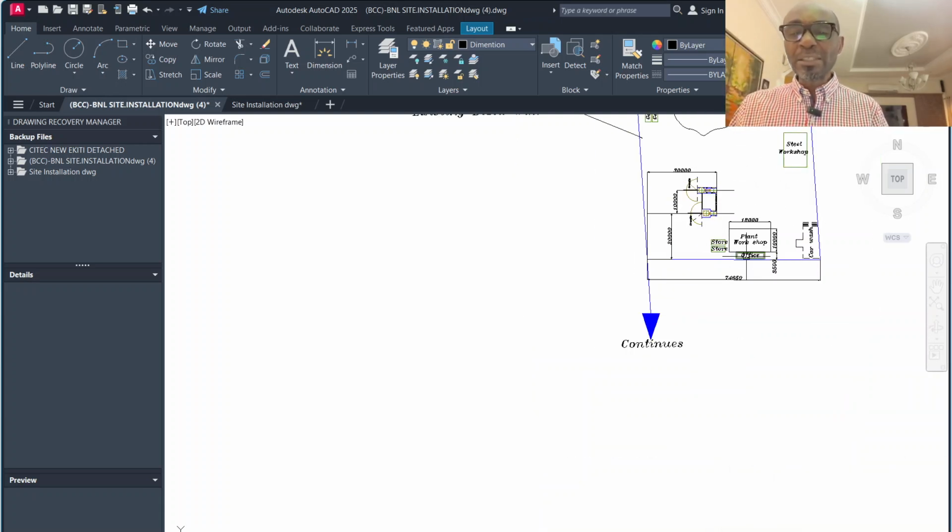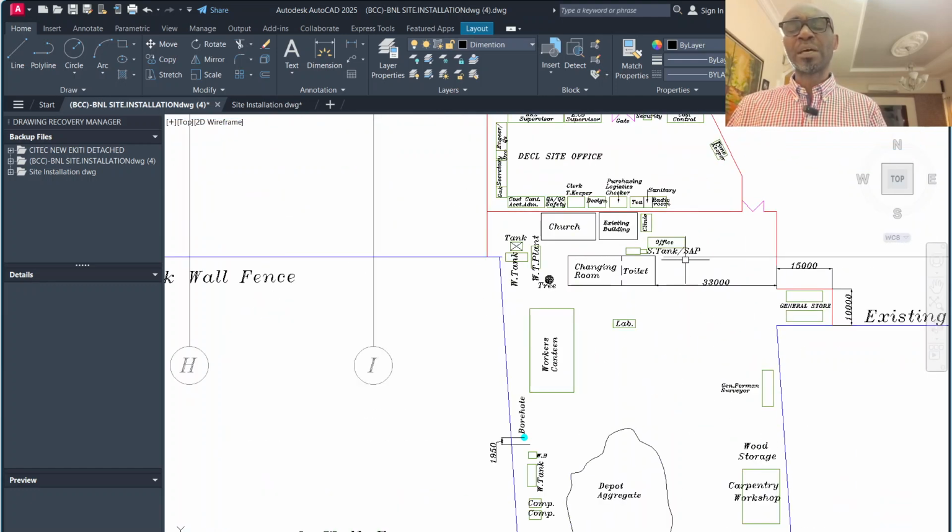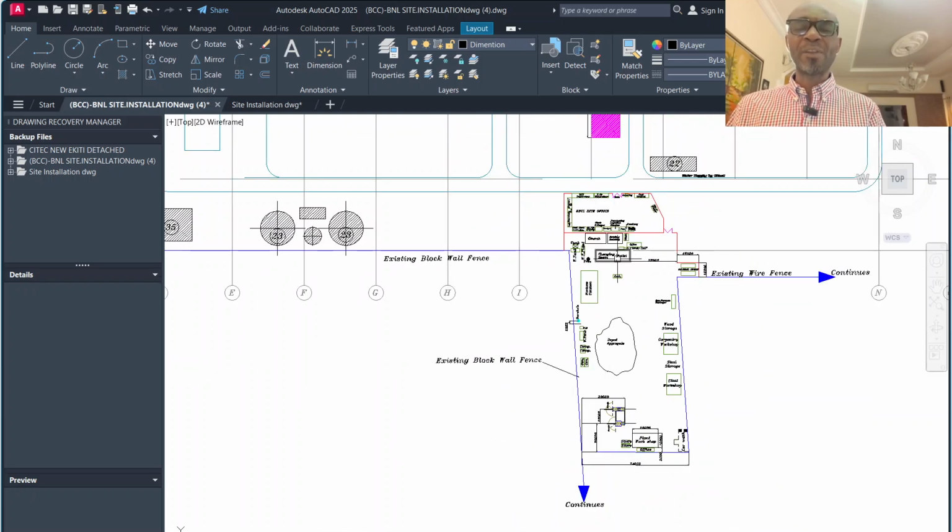So as you can see, this one is giving us some explanation of how the site layout is, and you can now extract the kind of machine, the kind of equipment that you needed for the trucks and either excavator.